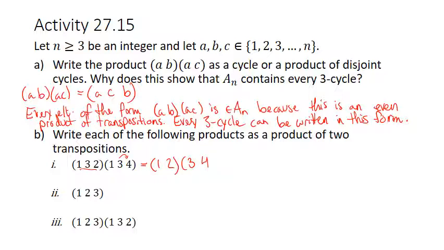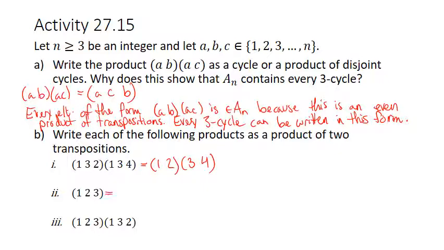Let's just check and make sure that 4 goes back to 3. So 4 is going to go to 3, and then 3 is going to go to 2. Oops, I did that wrong, didn't I? Okay, so 4 is going to go back to 1, and then 1 is going to go to 3. So 4 does go to 3. Okay, so those are my 2 transpositions. I figured out where all 4 elements went to. All right, let's look at the next one.